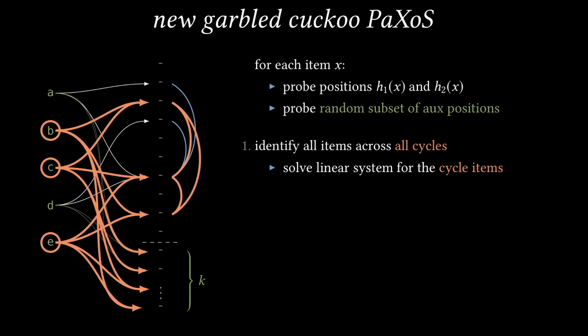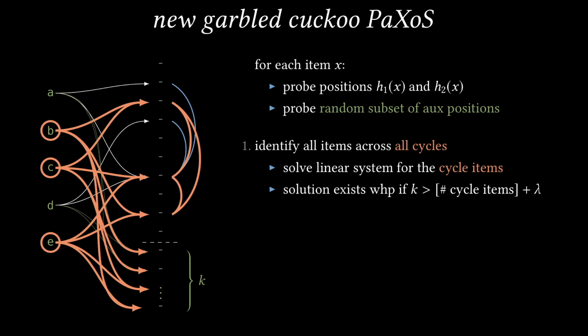Since each item is assigned a random subset of auxiliary positions, we have what is essentially a system of random linear constraints. There are as many constraints as there are cycle items, and if the number of auxiliary positions is just a bit more than the number of cycle items, then a solution exists with overwhelming probability.